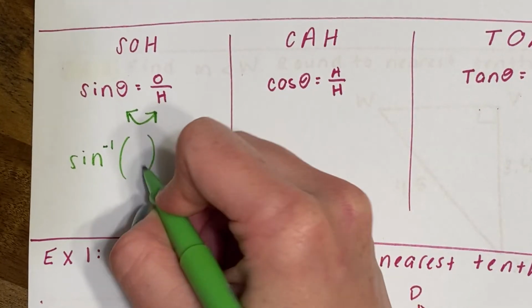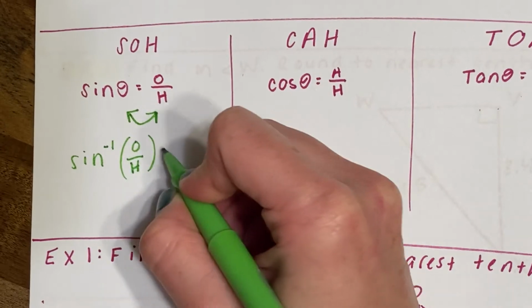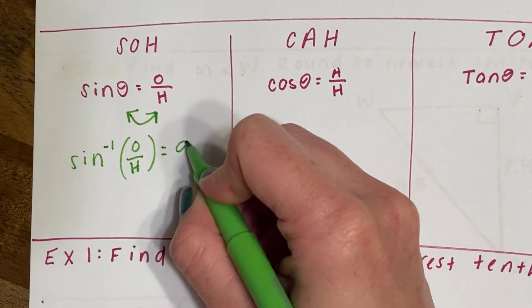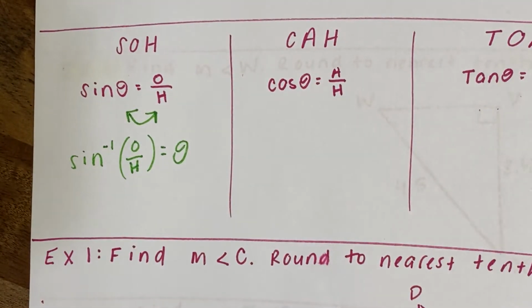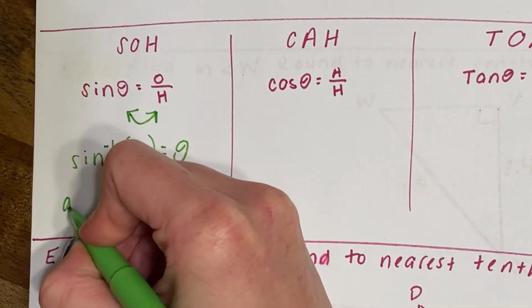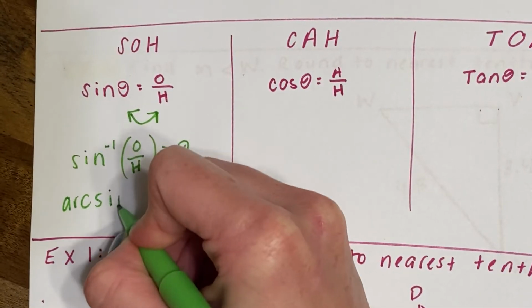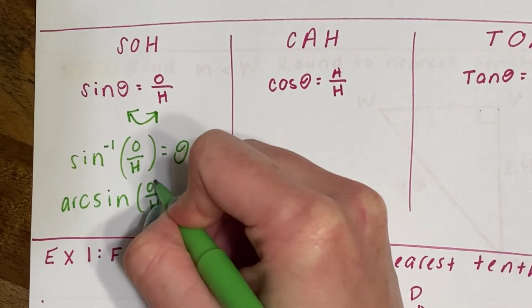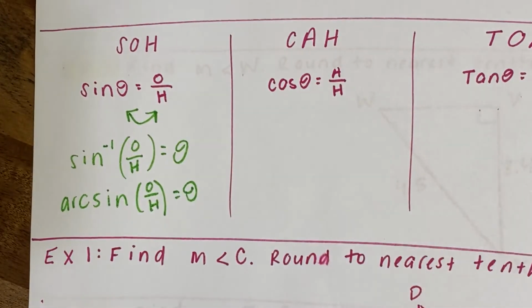So that means the ratio will now be on this side of the equation, and what we are getting out of the equation is theta, okay? I know that looks a little funny right now. It'll make more sense in just a second. You may also see it written like this. Both of those represent the inverse, okay?